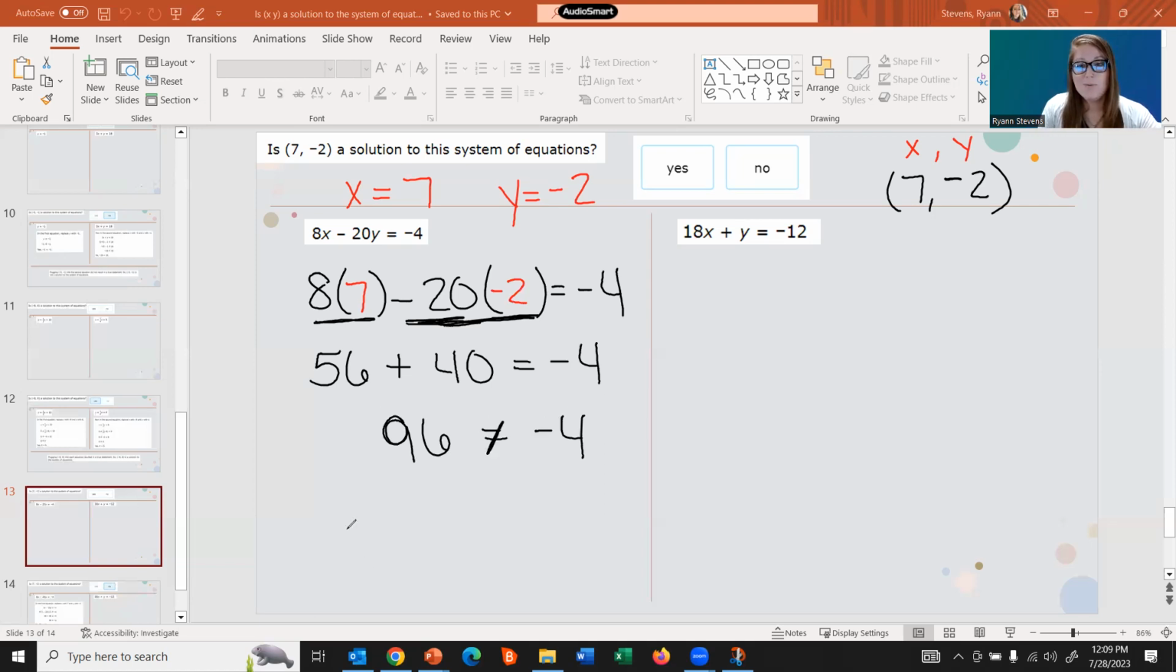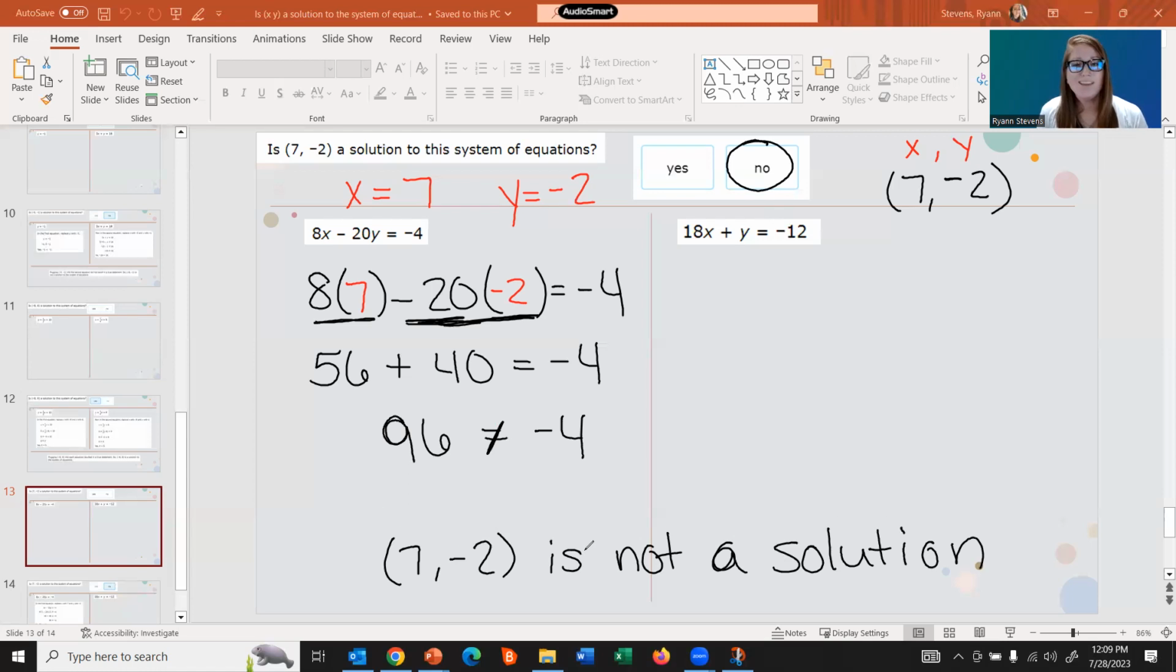So the good thing about this one is since this was the first equation we worked on and we got a no, we can see that this ordered pair, this point that we have is not going to work with this equation. We can automatically say that no, this is not going to be a solution. So 7, -2 is not a solution to this system of equations.